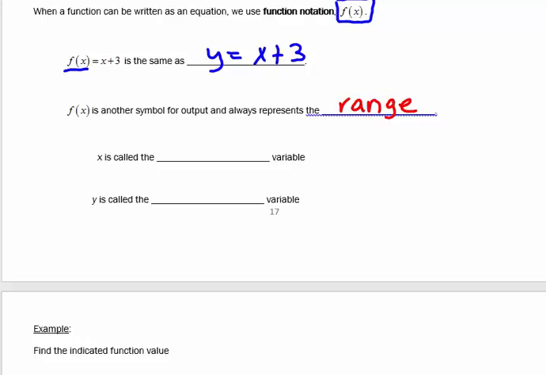X is called the independent variable, and y is called the dependent variable. So we choose a value for x, we plug it in, and we find our value for y.